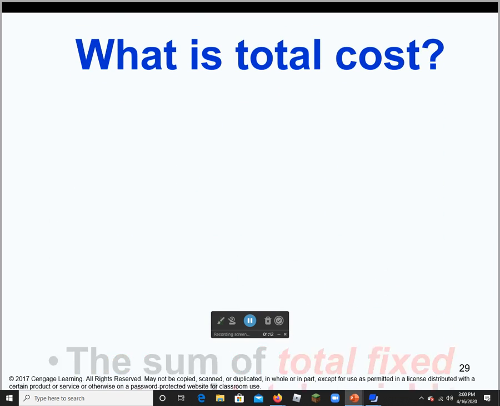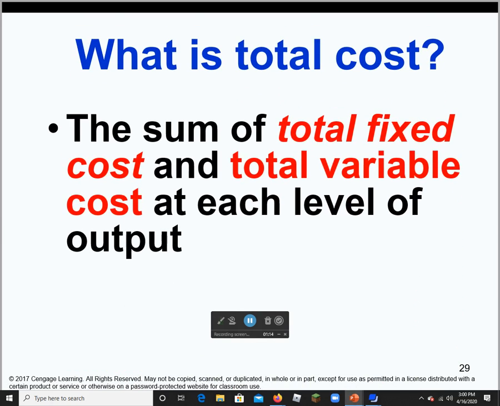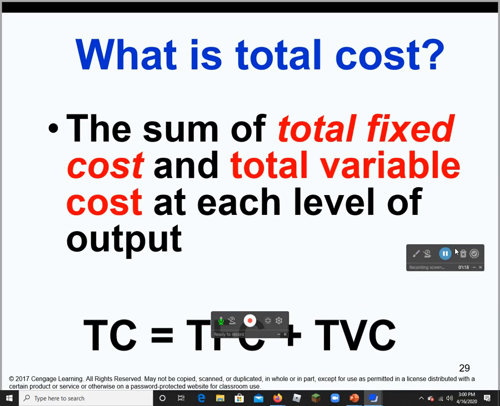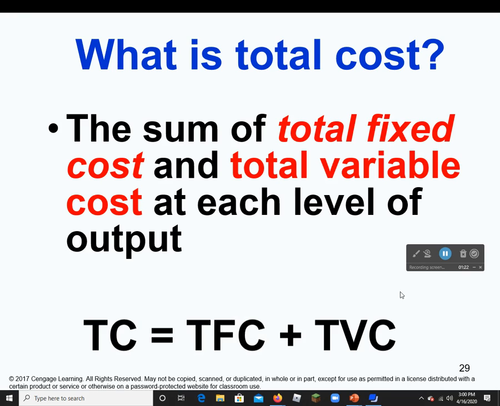Total cost, your first big equation here, one you have to know, is the sum of total fixed costs plus total variable costs. TC, total cost, is equal to TFC, total fixed cost, plus TVC, total variable cost. There are only two types of costs in general: fixed and variable. And they sum up to total cost.